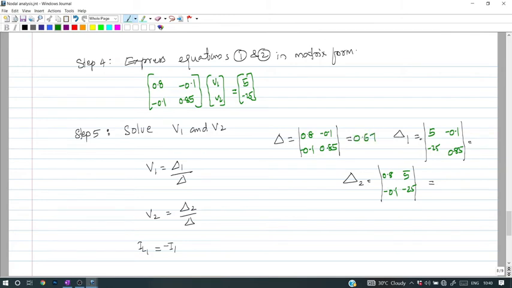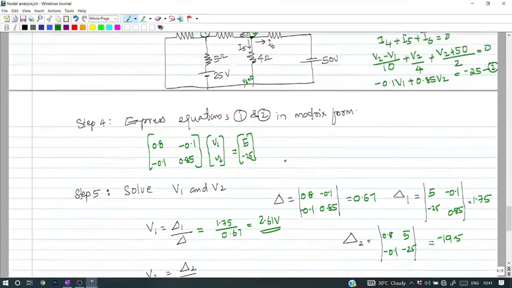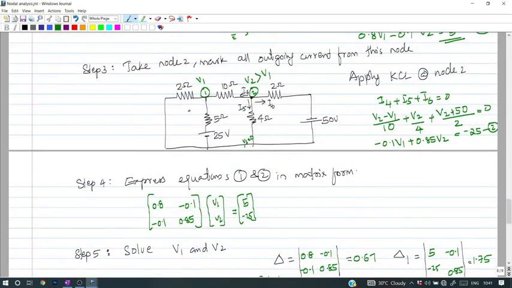And what is delta 1? Delta 1 value is obtained as 1.75 and delta 2 value is obtained as minus 19.5. Now we can substitute delta 1 and delta 2 in these two equations. What is delta 1? It is 1.75 and delta value is 0.67. Solving this one, we can obtain V1 as 2.61 volt. So this potential V1 is obtained as 2.61 volt.